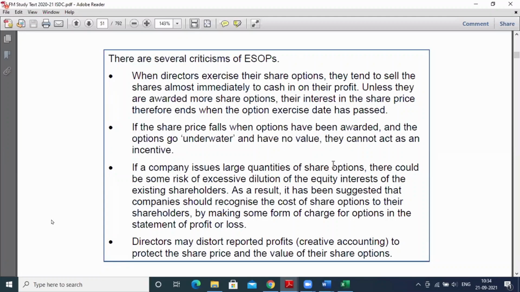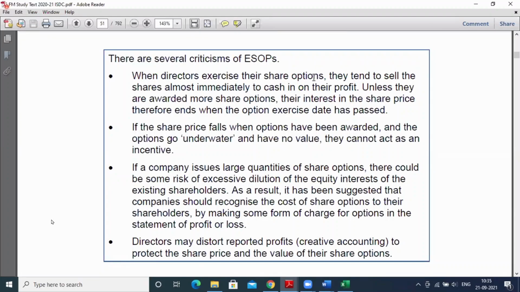Now generally, the main objective of ESOP is to minimize the conflict between the shareholders and the managers. In order to encourage the managers to achieve the organizational objective, this will be issued. But the problem is if a company issues a large quantity of these share options, there could be some risk of excessive dilution of equity interest.